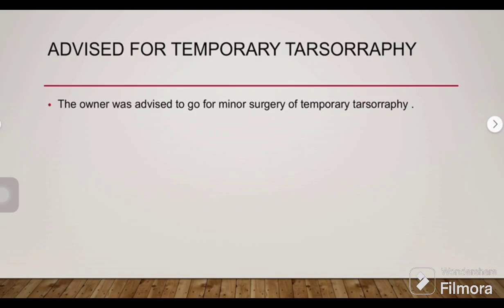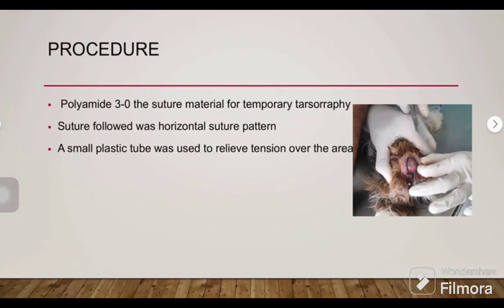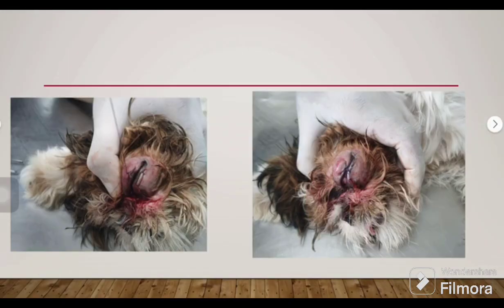The pup was presented to the clinics after fasting of 12 hours the next day, and we did the temporary tarsorrhaphy under sedation. We gave injection butorphanol 0.2 mg per kg IM, injection xylazine at the rate of 2 mg per kg IM, and injection diazepam at the rate of 0.2 mg per kg. The procedure followed used polyamide 3-0 suture material for the temporary tarsorrhaphy. The suture followed was a horizontal suture pattern, and a small plastic tube was used to relieve the tension over the eyelid. As you can observe here, this is the small plastic tube.